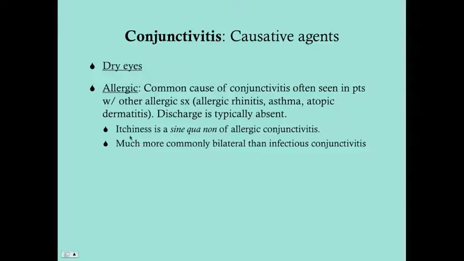Itchiness is a hallmark feature of allergic conjunctivitis. As a matter of fact, if there's no itchiness, you can almost exclude allergic conjunctivitis. So we call that a sine qua non. If there is no itchiness, it's probably not allergic conjunctivitis. Itchiness is prominent with allergic conjunctivitis. Itchiness can be present in any conjunctivitis, but it's prominent in allergic conjunctivitis. And as mentioned earlier, allergic conjunctivitis much more frequently occurs bilaterally than infectious conjunctivitis does.